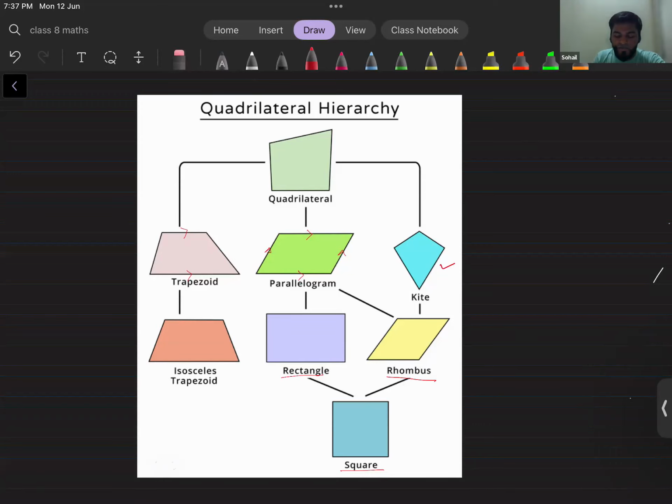In a kite you will see there are two pairs of sides, and the two pairs are not equal to each other. The measurement of these sides can be, let's say, 2 centimeter, 2 centimeter, and the other pair can be 3 and 3 centimeter. And then we have another type of quadrilateral in which all the sides are equal to each other. So let's start talking about all of them in detail.